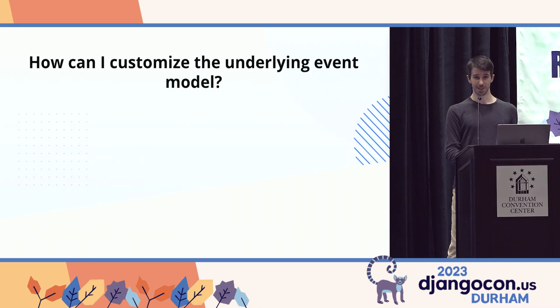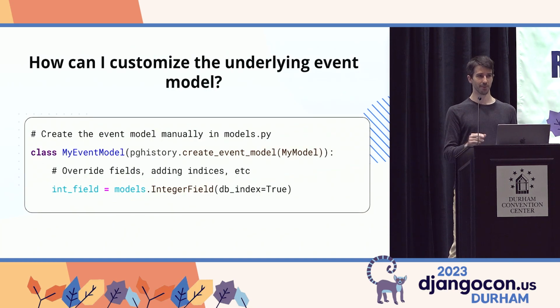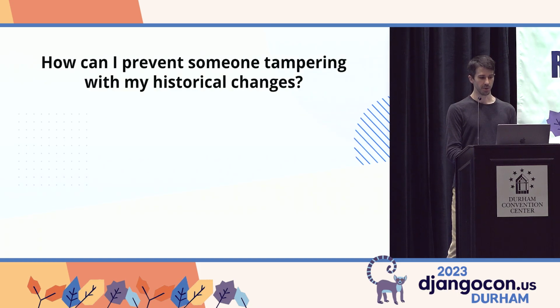You can customize the underlying event model if you want. You don't have to let PG History create it for you. You can still define it in your models.py. You can add indices to the fields if you want to query them in a certain way. You have the flexibility to do that with PG History.